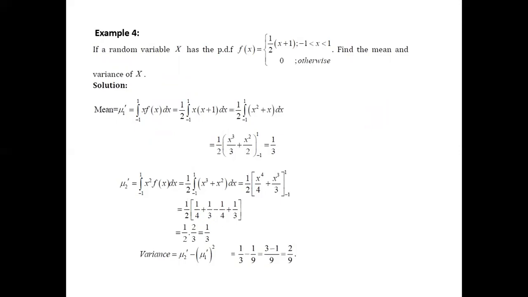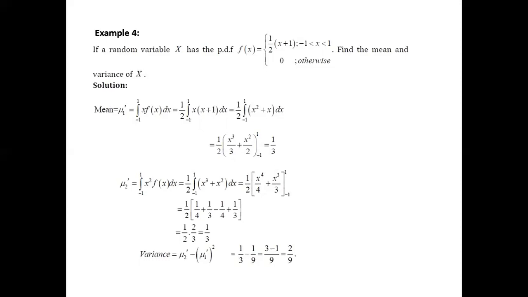So it equals 1 by 2 times the integral from minus 1 to plus 1 of x(x + 1) dx. So it equals 1 by 2 times the integral from minus 1 to plus 1 of (x² + x) dx. So 1 by 2 times [x³ by 3 + x² by 2] from minus 1 to plus 1 equals 1 by 3.